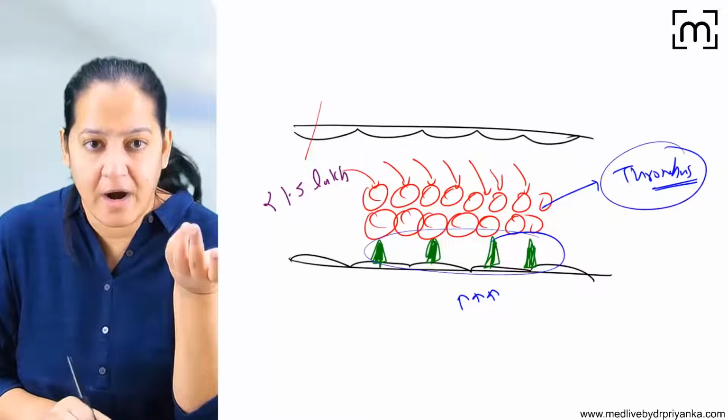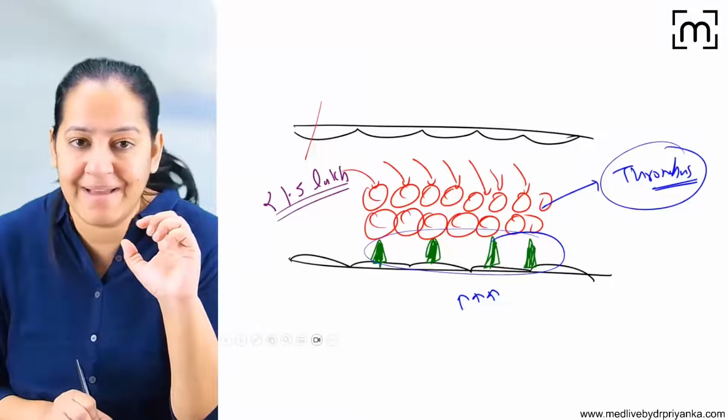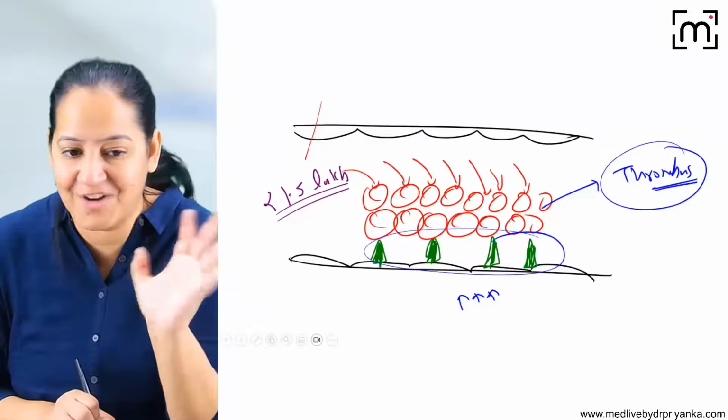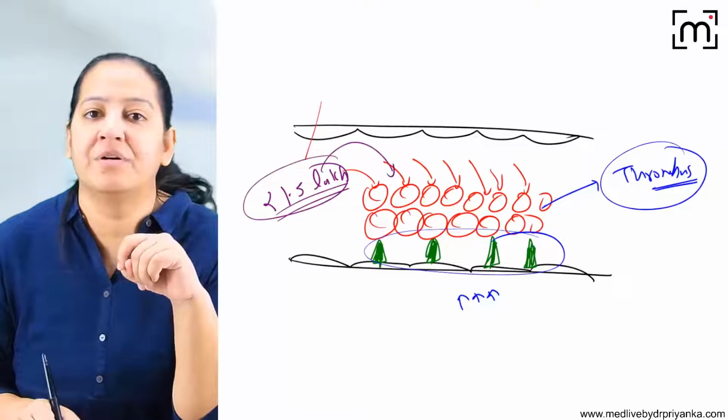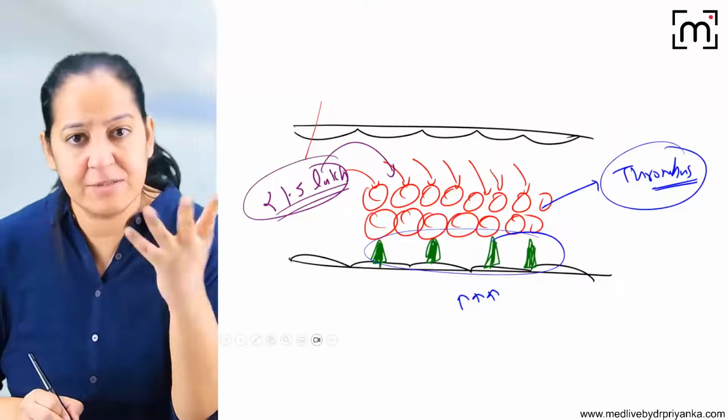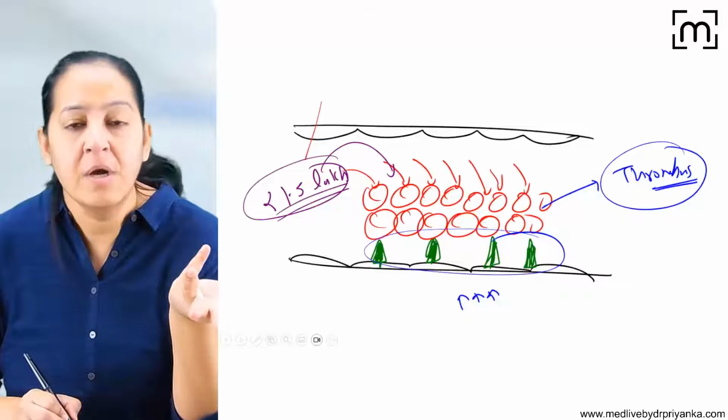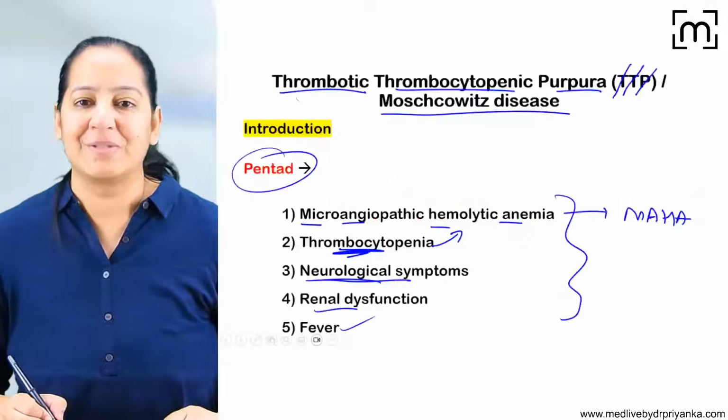Where are the platelets? Are they destroyed? No. They are not destroyed by some auto-antibody or some bacteria. They are consumed. You will say they are consumed. They are not destroyed, but they are consumed. They are not available now. So that is leading to thrombocytopenia. So I hope you got it.